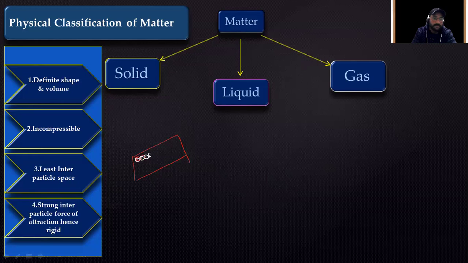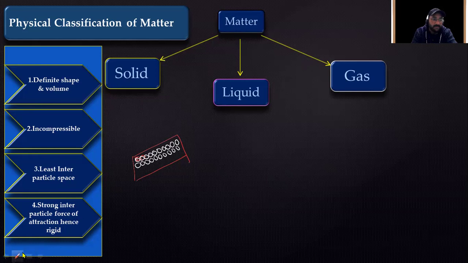In solids, particles are very close to each other. There's very less interparticle space in solids, but it increases in liquids, and further increases in gases. Since the particles are very close, nearly touching each other, they have more interactions, and due to those interactions they attract each other. That means they have a strong interparticle force of attraction. Hence, they are rigid. So this was about solids.